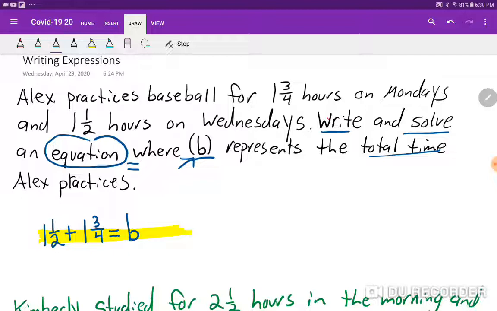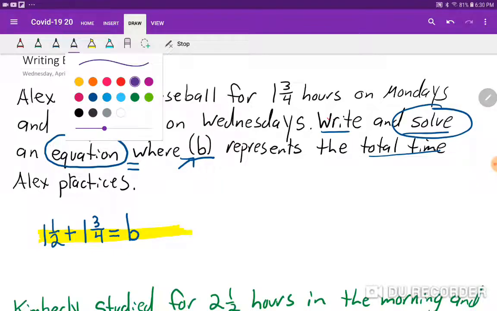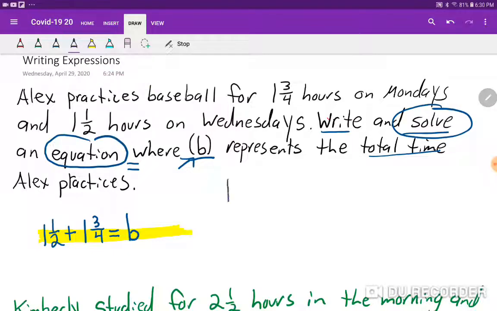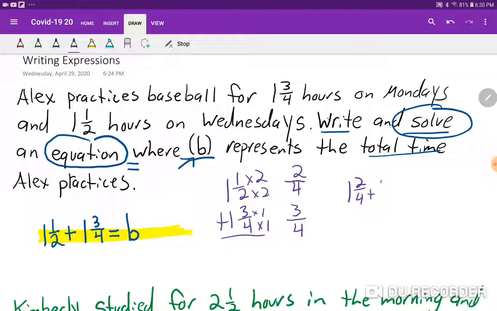But it did say write and solve, okay? So let me change colors here. I like purple, if I can find it, okay? So let's solve it, of course. You just stack it. So we go 1.5 plus 1 3/4, okay? Fraction bars far away, common denominator is 4, times 1, times 2. Okay, and then let's write it sideways. 1 2/4 plus 1 3/4 equals 2 5/4. 5/4 is a fraction greater than 1, so we know that equals 1 1/4 plus the 2 wholes.